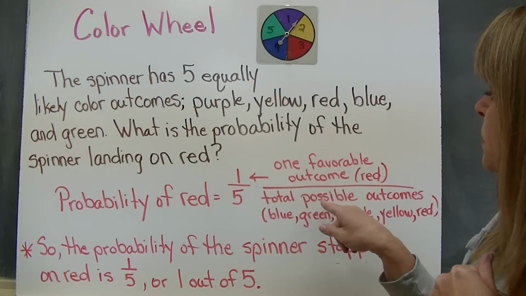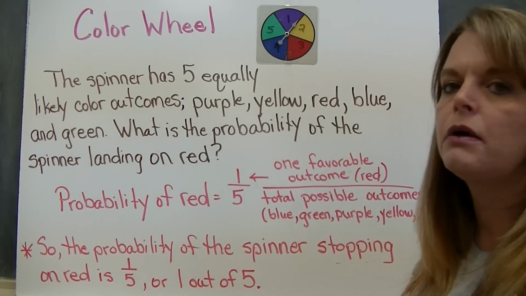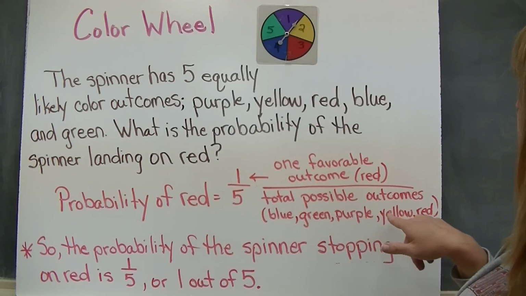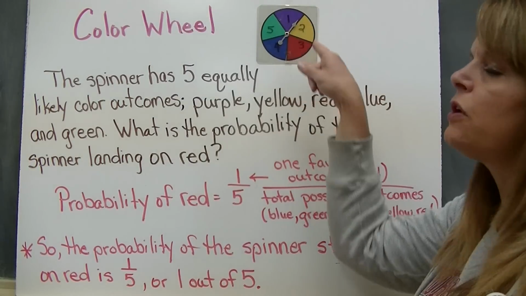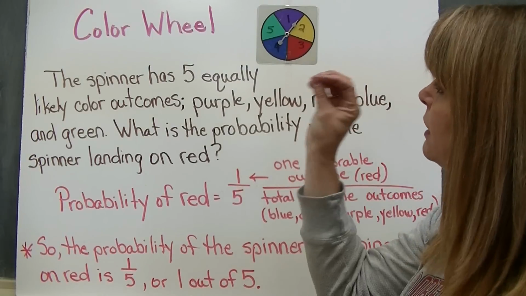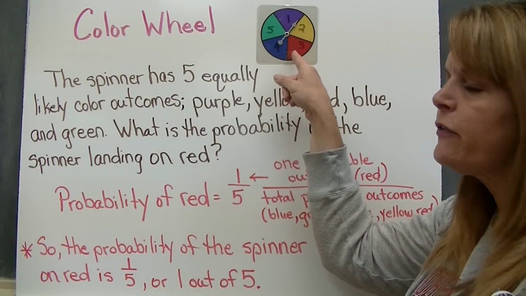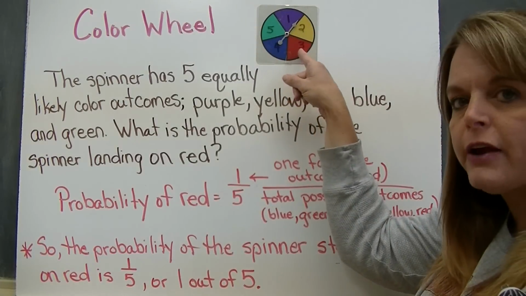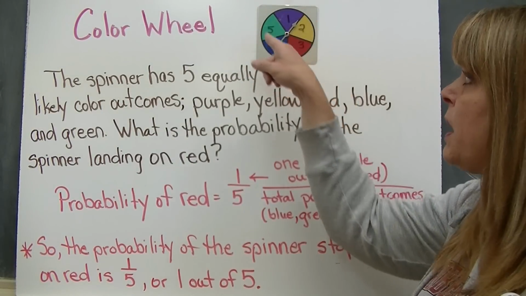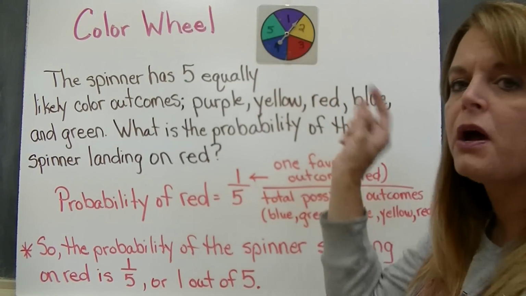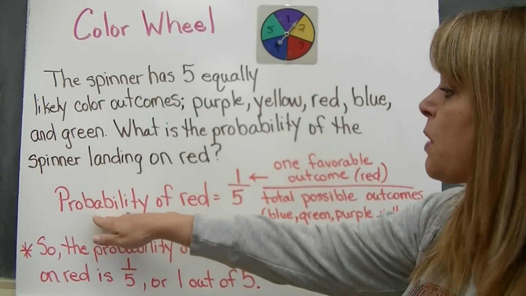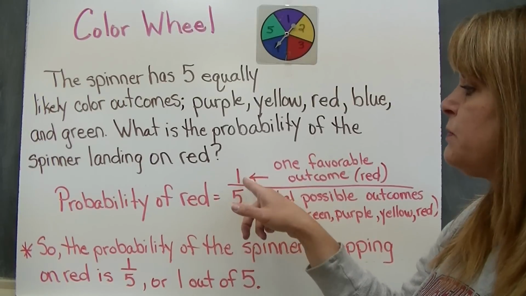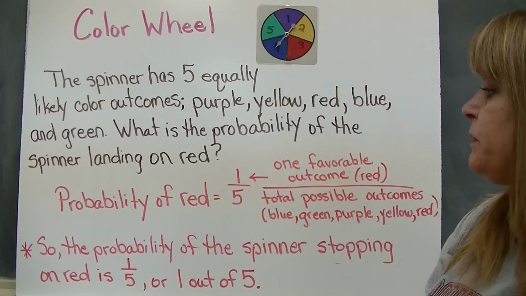How many total possible outcomes are there? Well, I've got blue, green, purple, yellow, and red. Those are all of my possible. You cannot forget your favorable outcome when you're counting all of your possible. I have one favorable, but there are 5 possible outcomes. So the probability that my spinner will land on red is 1/5.